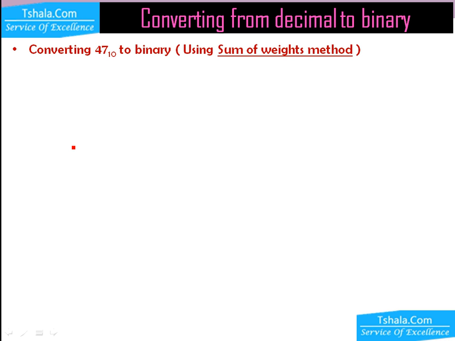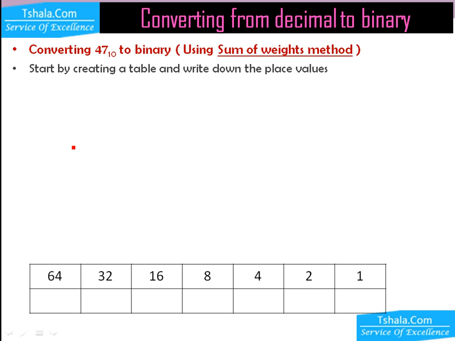Let's go and convert 47 decimal to binary using the sum of weights method. We start by creating a table, a chart. You don't have to draw a table as such, but if you put the place values in a tabular way, that will make life much easier. So we write the place values as we remember. Starting from right to left, we have 1, 2, 4, and so on.